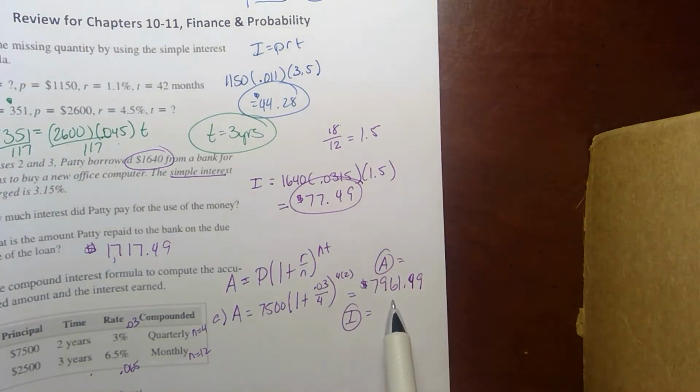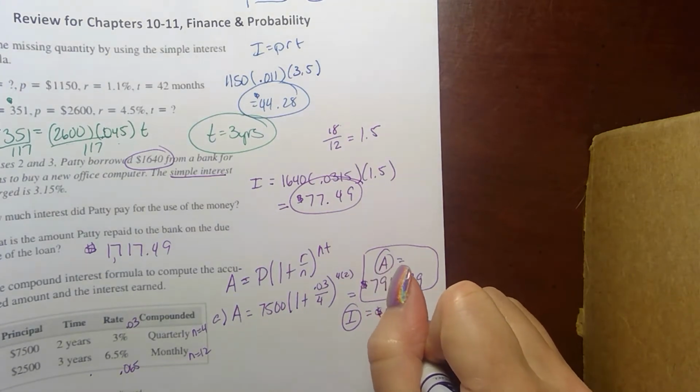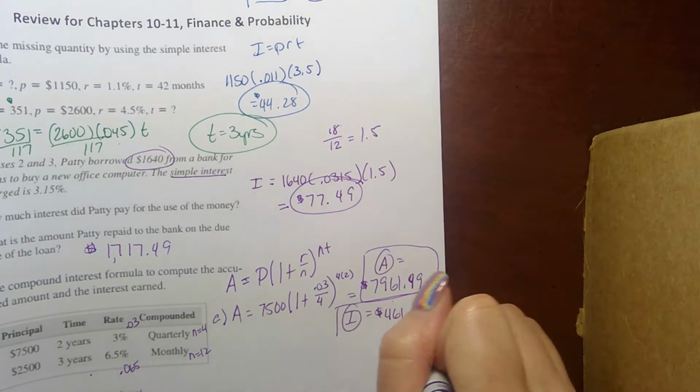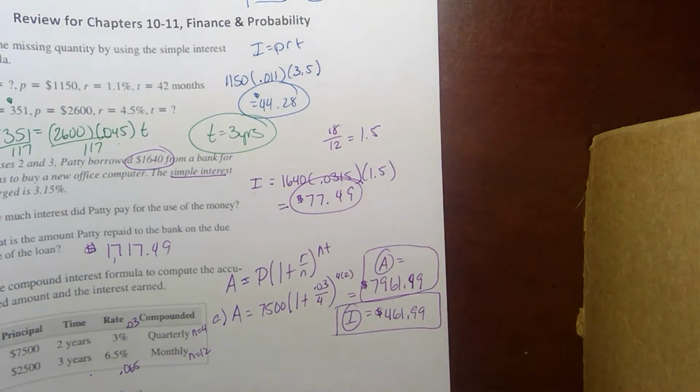Well, to figure out how much of that is interest, I subtract the principal. So I take that total of $7,961.99 and I subtract from it that principal, $7,500, and I discover that $461.99 is the amount of interest that was earned. Okay, let's do B.